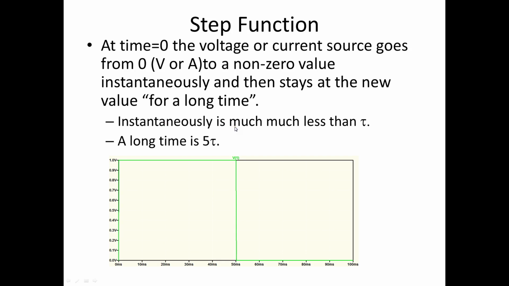Instantaneous can be defined as much less than tau of the system, and a long time can be considered 5 tau. So what I have here is I go from 0 milliseconds, 0 volts, I go up to 1 volt, and it almost looks instantaneous, but if you look carefully, you can see there is a less than infinite slope. And it goes on for 50 milliseconds. So if I think tau is 10 milliseconds and I keep this pulse on for 50 milliseconds, that's 5 tau.